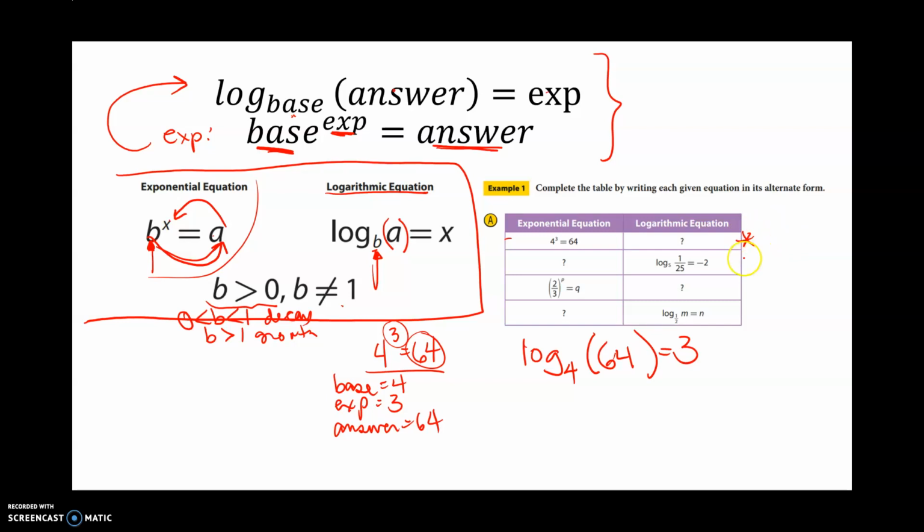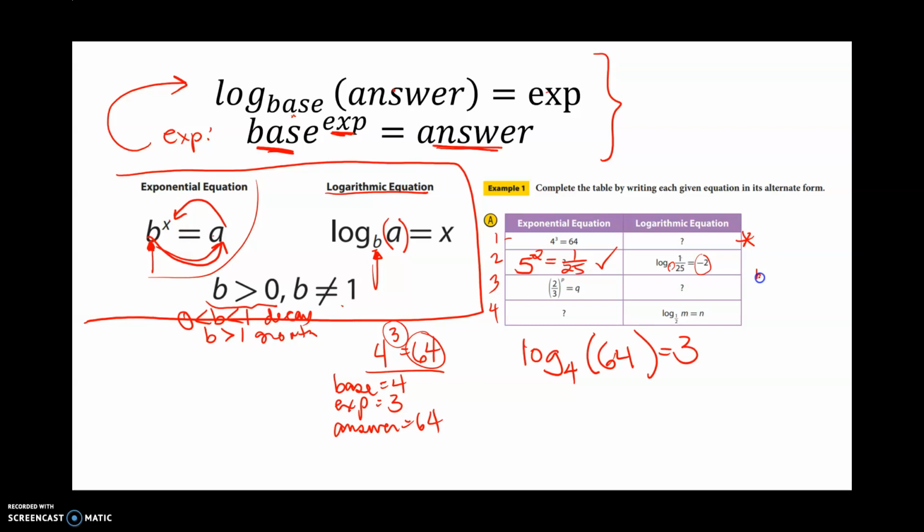Now, let's look at number 2. We'll call this 1, 2, 3, and 4. So notice that the base of the log is 5. So that will be the base of our exponential. The exponent is sitting here, right? We're going to be switching these other two pieces. So 5 to the negative 2 equals 1 over 25. And we can put that in our calculator and confirm that, right?